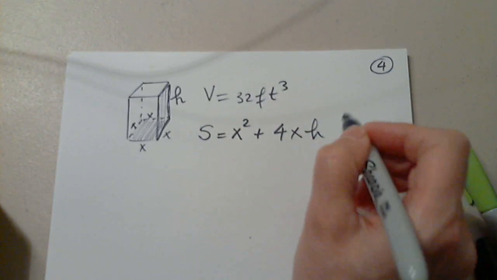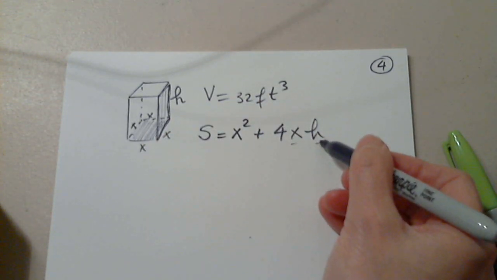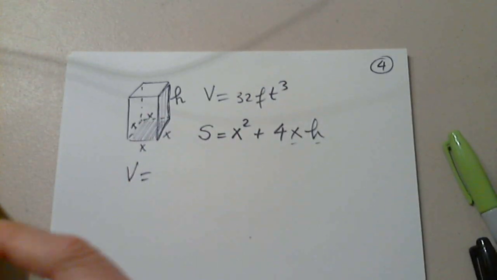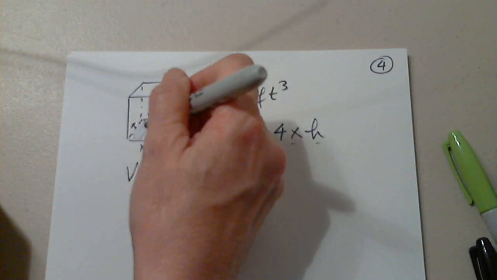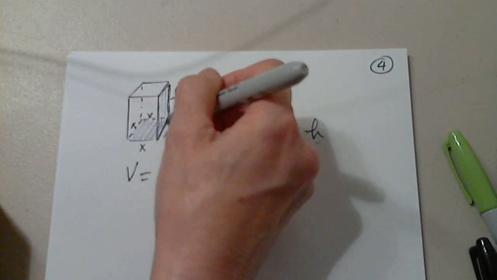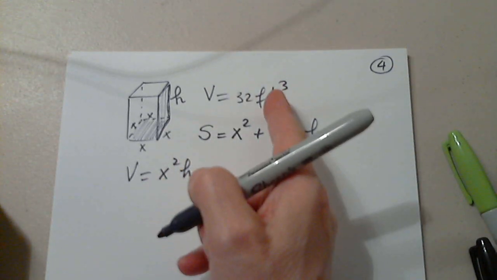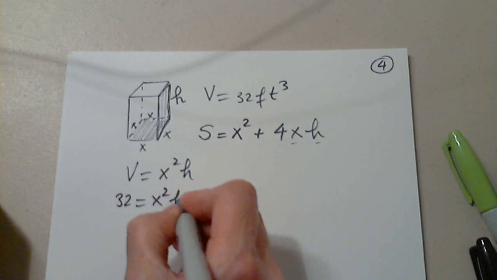X and h. Very good. So this is the surface area. We have a problem because we have x and h, but we know the volume. So you already told me that the volume is base times height, area of the base times the height, length times width times height. So we do have x squared times h. We are given the volume. It's 32. So this is x squared times h.